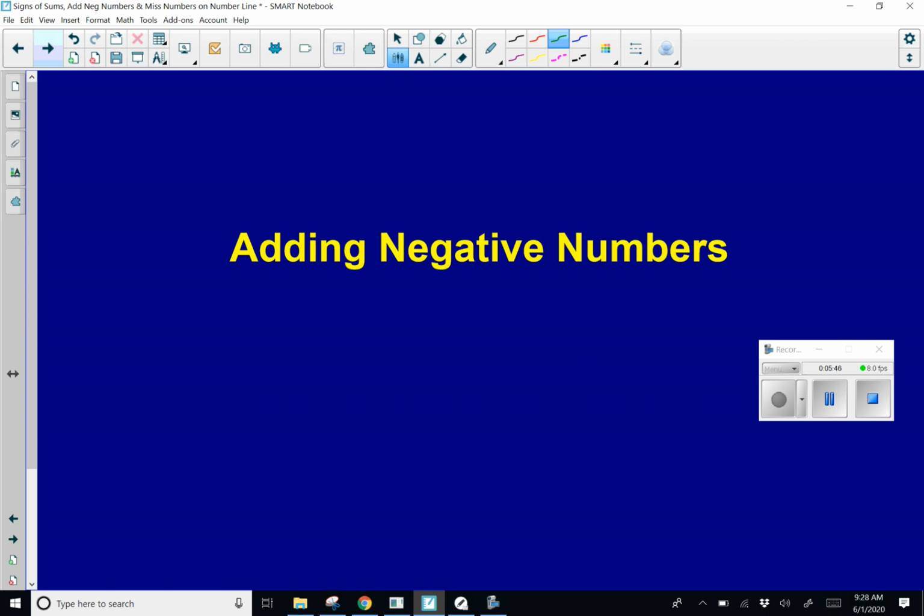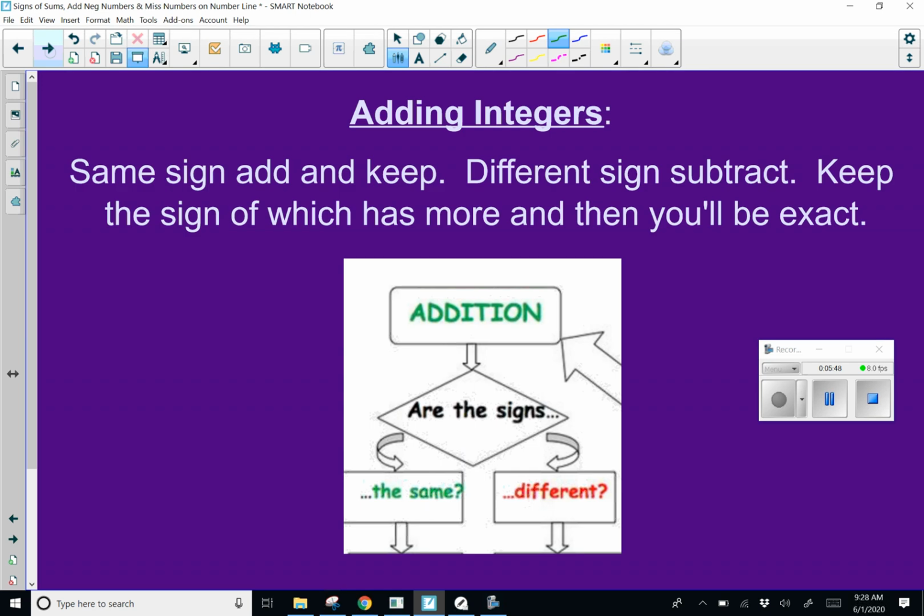Okay, let's get into some adding negative number problems. So this is the first integer rule that you're going to learn for addition. It's basically a song. It goes to the tune of Row, Row, Row Your Boat, which you can always sing to yourself in your head if you like. But basically it says same sign, add and keep, different sign, subtract. Keep the sign of which has more, and then you'll be exact. It might not be a bad idea to write this down in your notes just so that you have it when you're working on these problems.